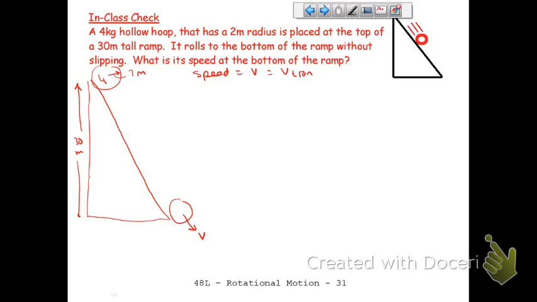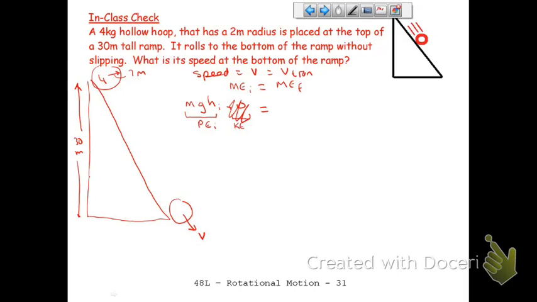So the mechanical energy initial equals your mechanical energy final. We have m times g times h initial, that's our PE initial, plus 0 for KE. That's all we have initially. It's stationary at the top. It's not spinning. It's just got height.